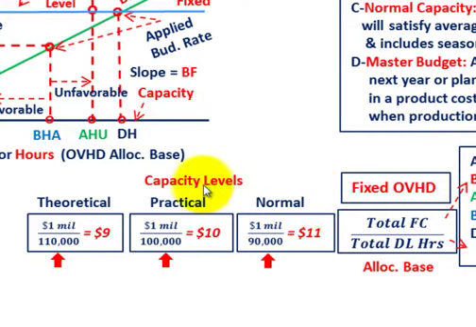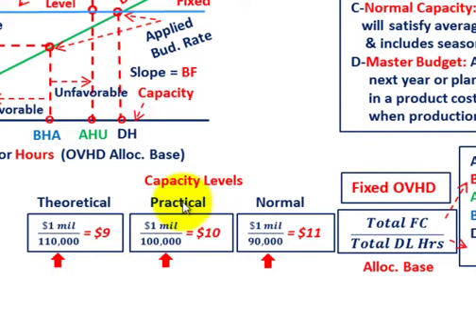So for our capacity levels, let's say for our theoretical capacity level, our total fixed costs are set at $1 million a year for the plant. Now, in theory, we're saying we can produce at 110,000 direct labor hours. That's the all-out capacity of the plant, a 100% production rate. So $1 million divided by 110,000 direct labor hours is $9 per hour for our fixed overhead rate. Just looking at it on that basis.